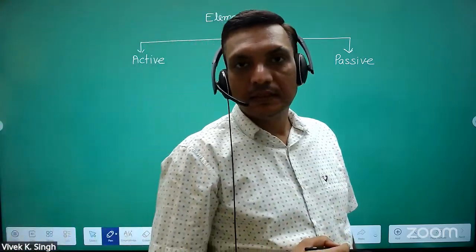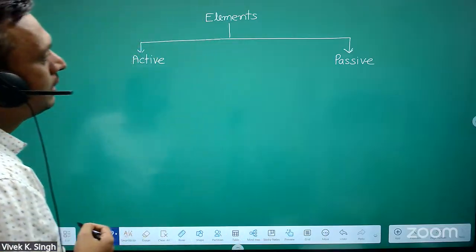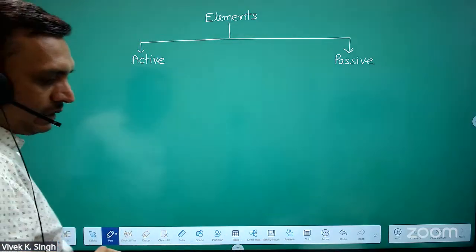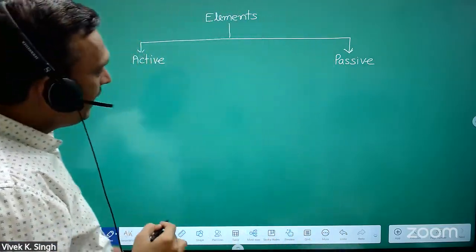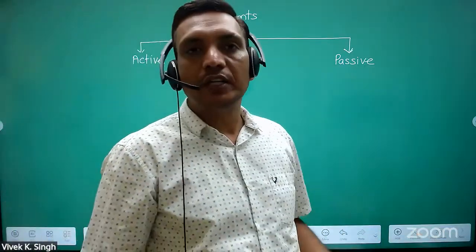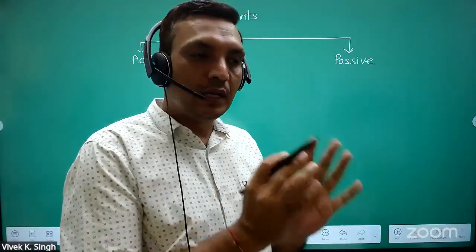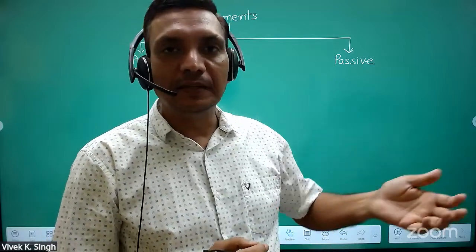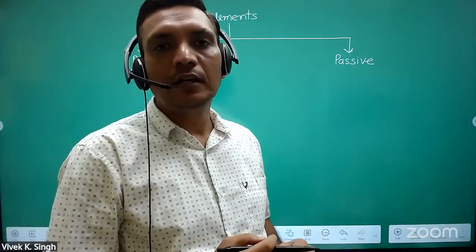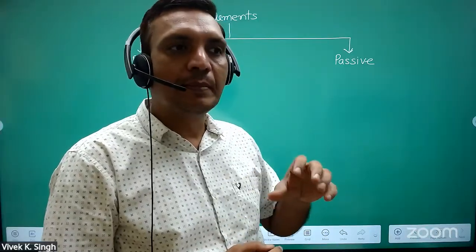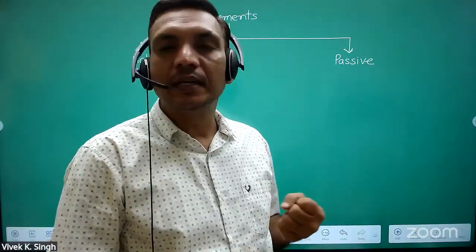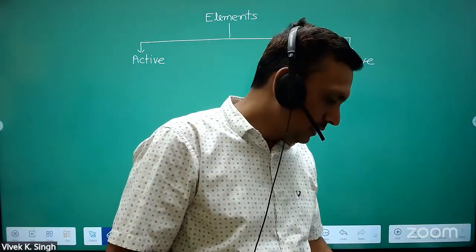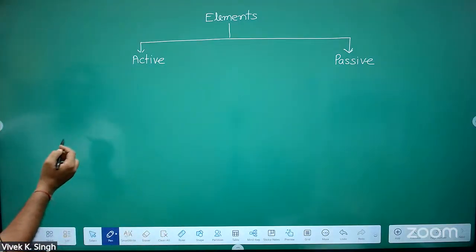So what is an active element? Active elements are capable of delivering energy independently for a very long duration of time. When a particular element delivers energy independently for very long time, that element is an active element. For example, a voltage source, a current source, a transistor, an operational amplifier. Those elements are called active elements. Okay? So you should write what is an active element.